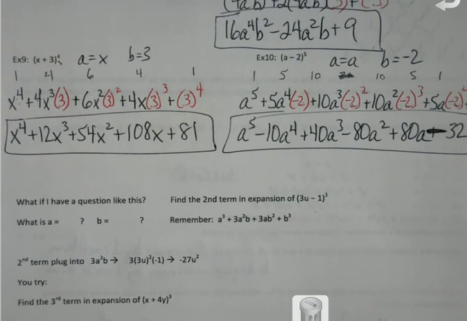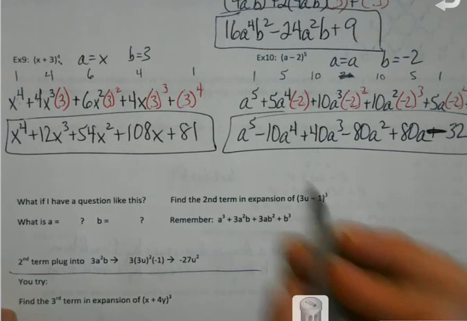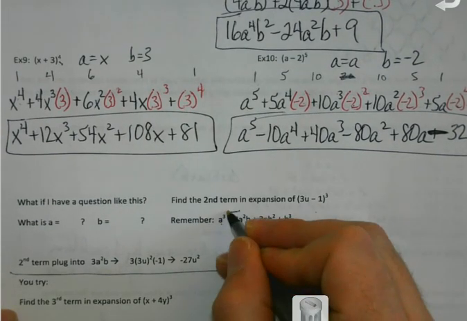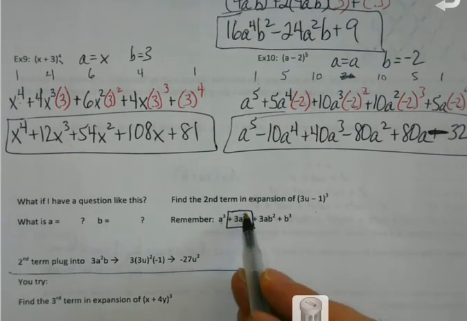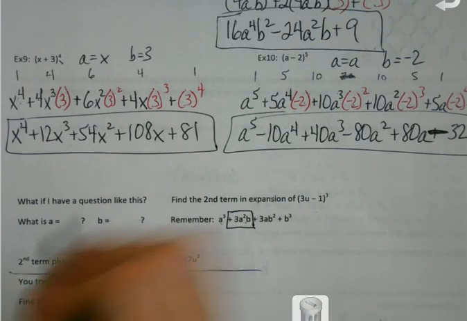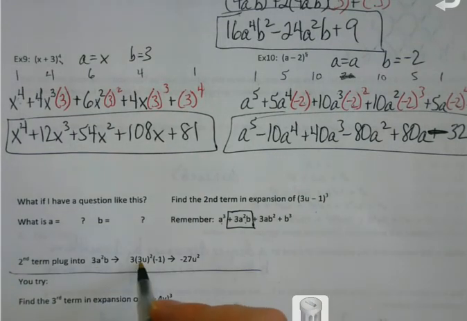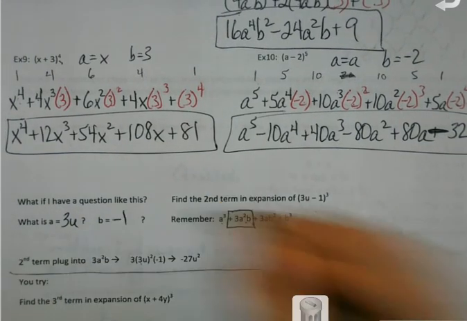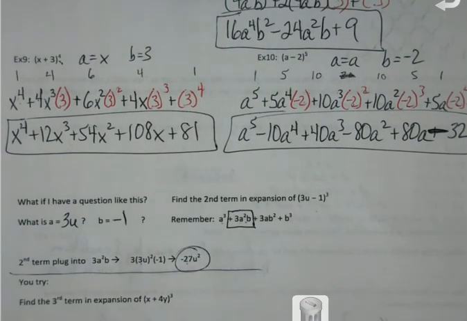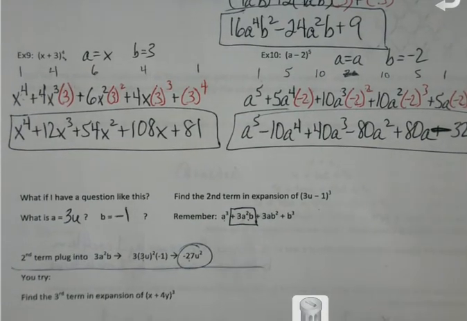Well, what if I asked you to find the second term in the expansion of 3u minus 1 cubed? Here's what I would be doing. If I remember what the pattern is, and I know that's going to be my second term, 3a squared b, I'm not doing all the rest of it. I'm going to do 3a squared b. And I'm going to plug in the 3u where the a goes. And I'm going to plug in -1 where the b goes and just do that part and get the answer. Now, could I do the entire thing out if I wasn't sure? Sure. But again, why are we wanting to do more work? I don't understand.